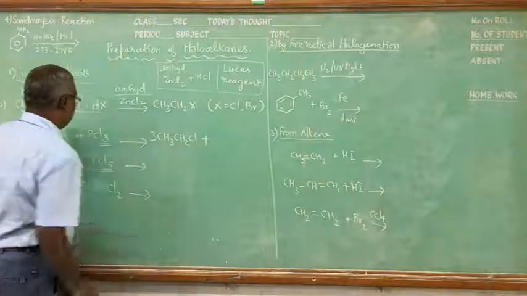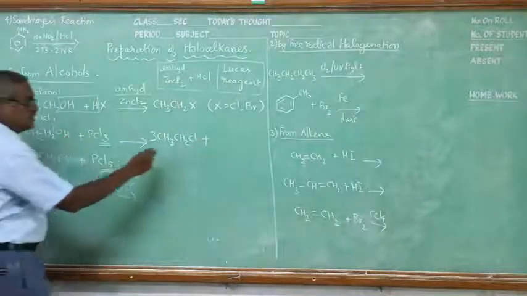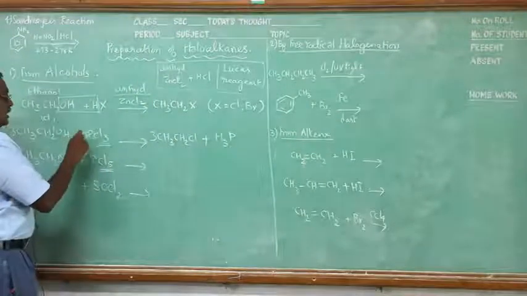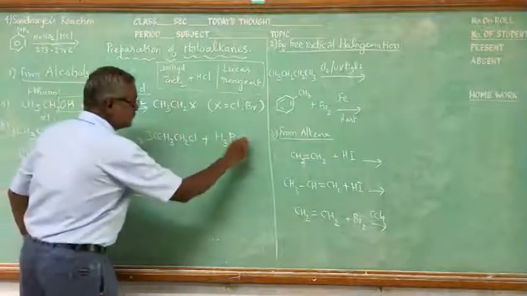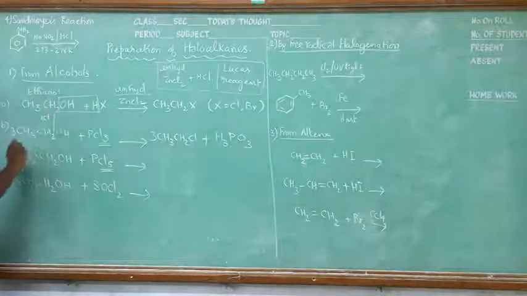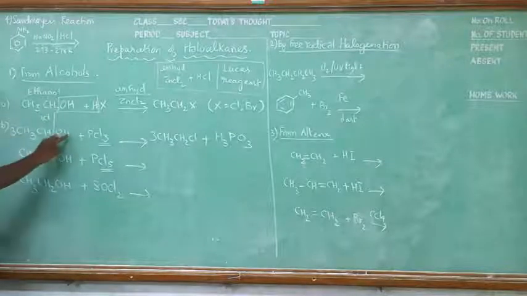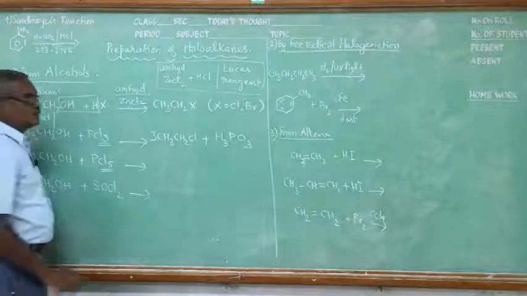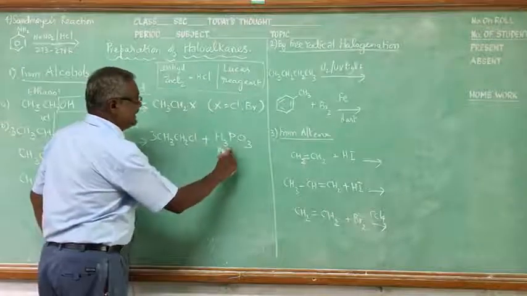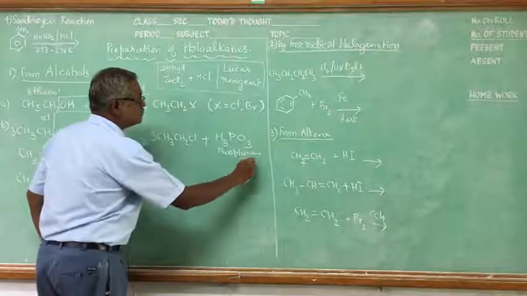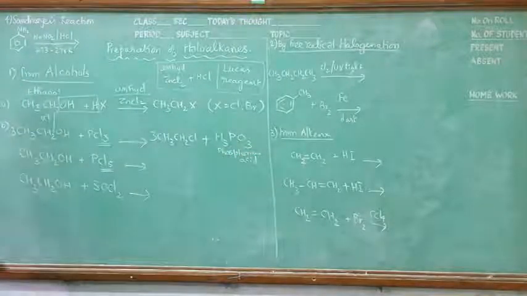So what is remaining? The remaining is 3 hydrogen, 1 phosphorus, and 3 oxygen: H3PO3, which is known as phosphorus acid. Phosphorus acid is the byproduct. So this is by PCl3.